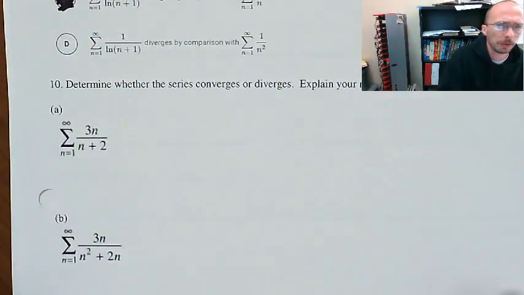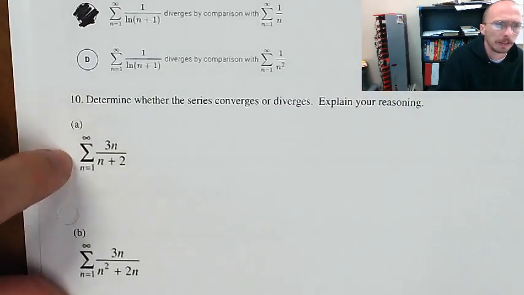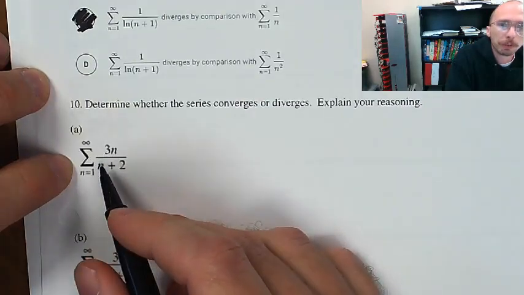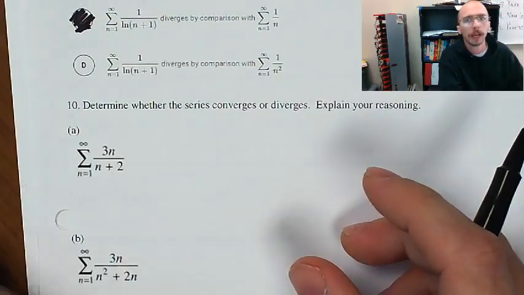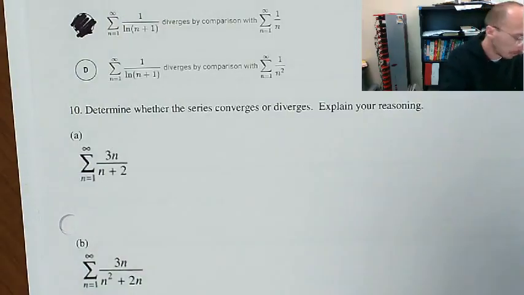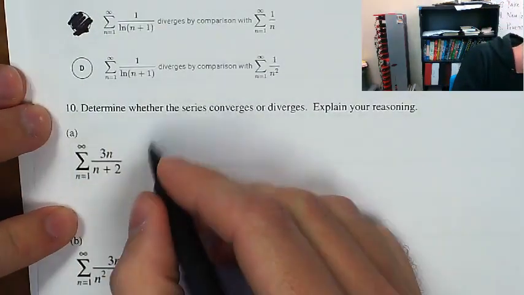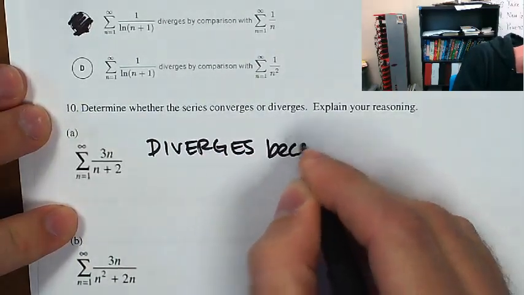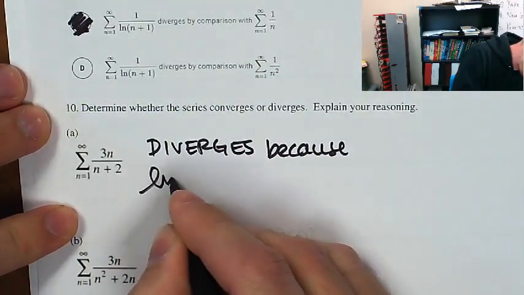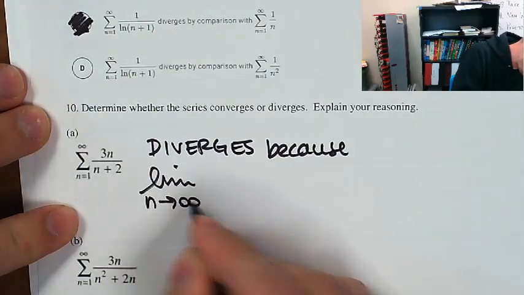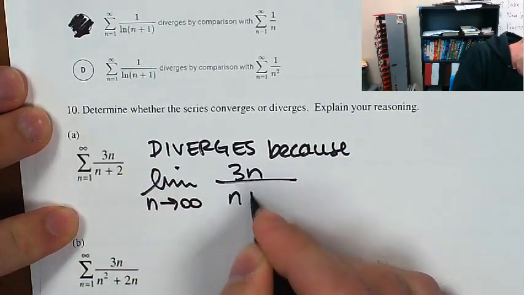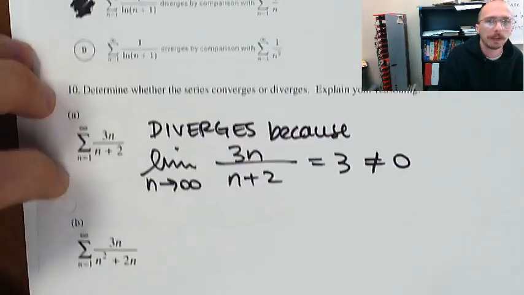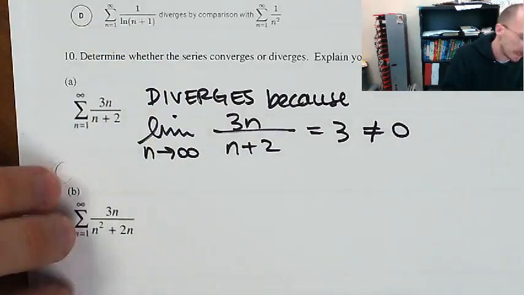Determine whether the series converges or diverges, and explain my reasoning. This one diverges by the nth term test, or the divergence test, right? The limit of the terms is 3. So the more terms I add, I'm getting closer to adding 3 and 3 and 3 and 3, more 3s, and we know that's going to diverge. Limit is non-zero.